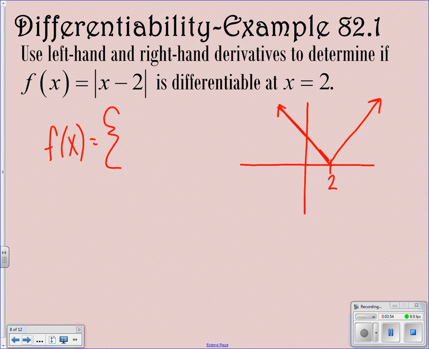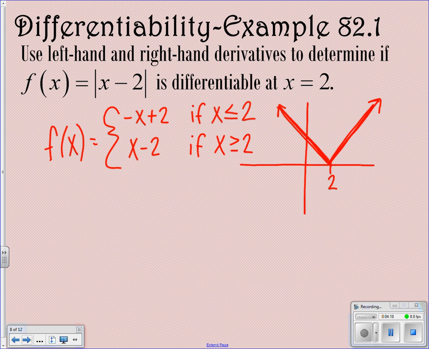This left-hand side is going to be the graph of negative x plus 2, and that is when your x is less than or equal to 2. And then the right-hand side is going to be just the graph of x minus 2, and that's whenever your x is greater than or equal to 2. Now, if you take the derivative of these two pieces, you're going to have -1 and 1, if your x is less than or equal to 2, and if your x is greater than or equal to 2.